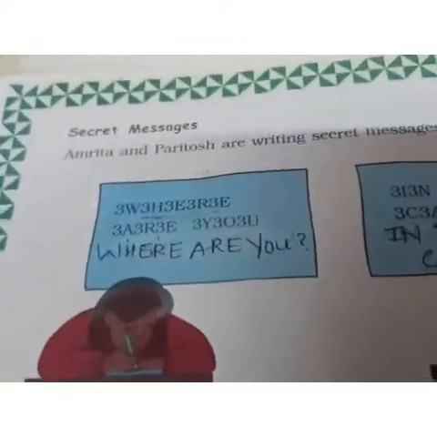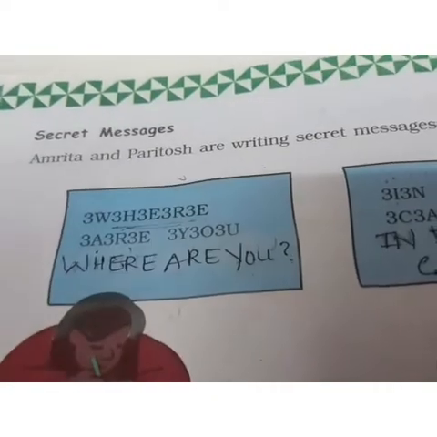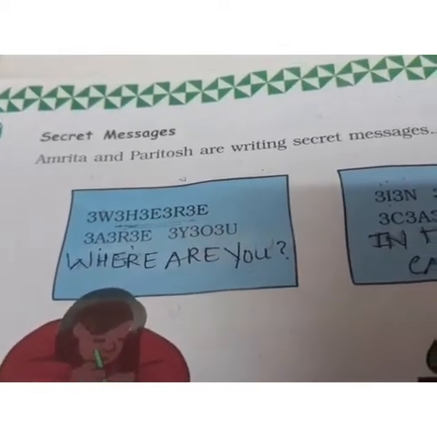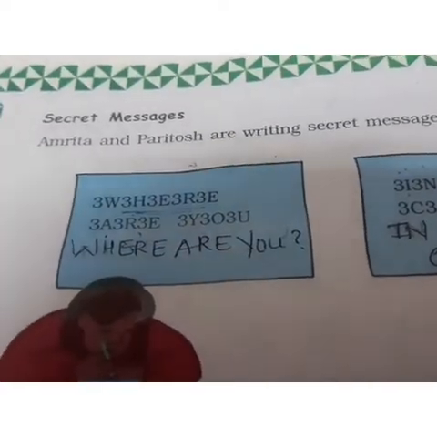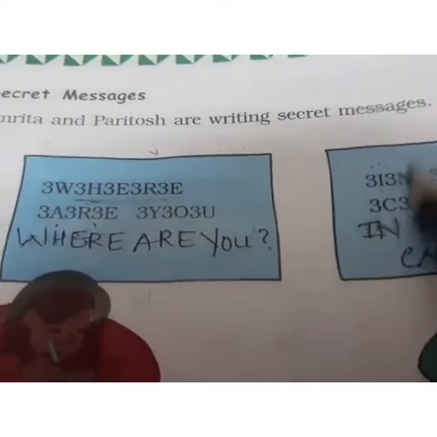Now next page, there's a new topic, that is your secret messages. What you have to do is, you can see that certain numbers are also written and certain alphabets are also written in this. You have to find that message from the numbers. You have to find out the message and write that secret message. This is very easy. Amrita and Paritosh are writing secret messages.